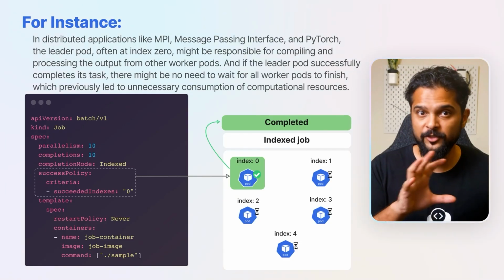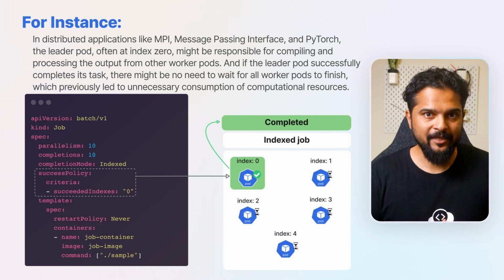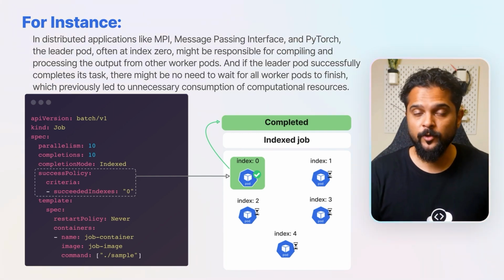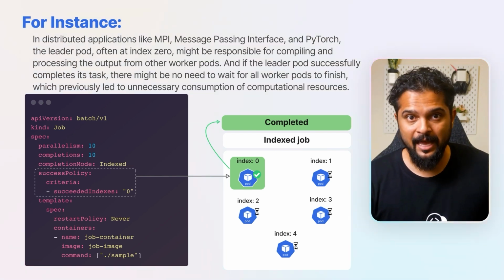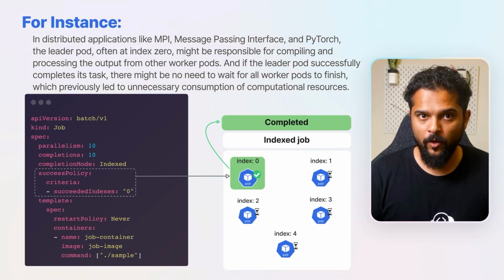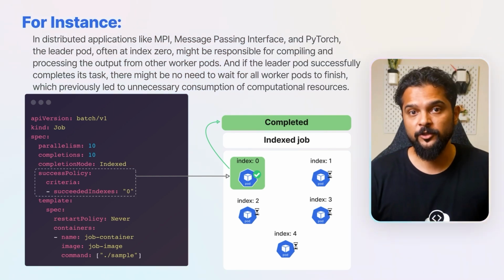This all or nothing approach was not efficient for jobs where only specific tasks, often performed by key pods known as leader indexes, needed to succeed for the job's overall objective to be fulfilled. For instance, in distributed applications like MPI, Message Passing Interface, and PyTorch, the leader pod, often at index 0, might be responsible for compiling and processing the output from other worker pods. And if the leader pod successfully completes its task, there might be no need to wait for all worker pods to finish, which previously led to unnecessary consumption of computational resources.